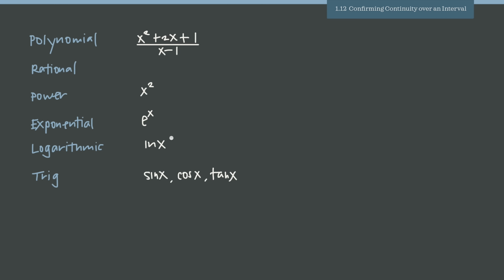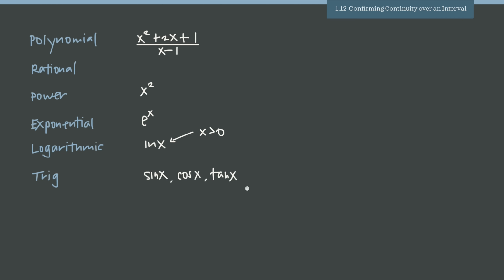For example, the log function, natural log of x, is only defined when x is greater than 0. If you graph it, you'll see that. There's no part of the graph of natural log of x that is on or to the left of the y-axis. It's only defined for x greater than 0. But for x greater than 0, which is its domain, it is continuous everywhere naturally.